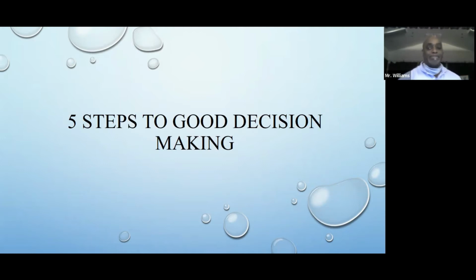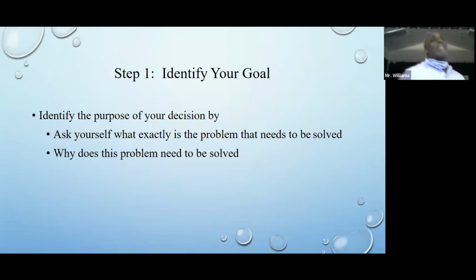So, step number 1, you need to identify what is your goal. Okay? You have to identify what it is your decision is going to solve. What is the purpose of your decision? So, you want to ask yourself, what exactly is the problem that needs to be solved? And you want to be as clear about that as you possibly can. And then you want to ask yourself, why does this problem need to be solved? Why do I need to make this decision? Because when you know these 2 things, then you have identified why you need to make this decision, and it helps you along your way to make the proper decision. Okay?